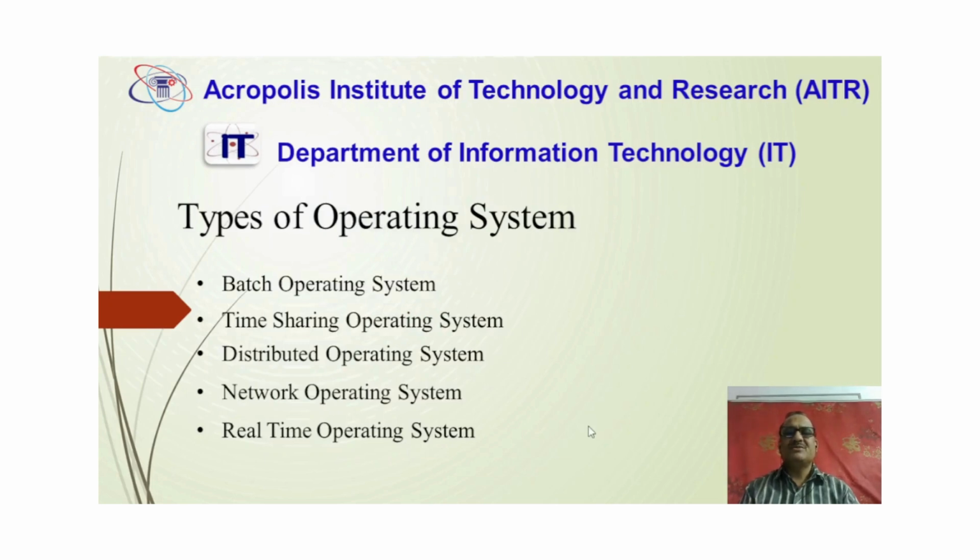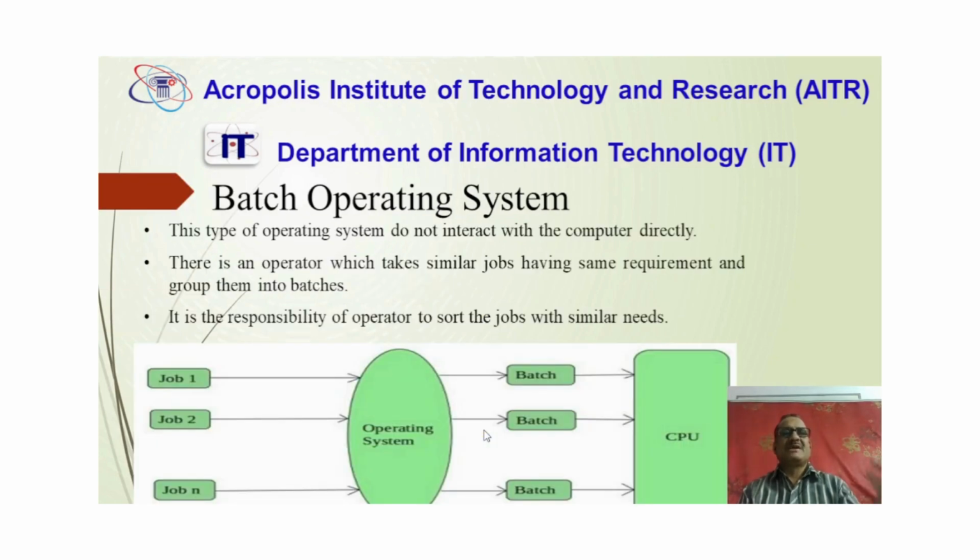Now, how many types of operating system are there? There are so many types. One is batch processing, time sharing, distributed operating system, network operating system, real-time operating system. Let us see one by one. What is a batch operating system? Generally, it is also known as a batch processing operating system. So we can use whatever terminology we like.